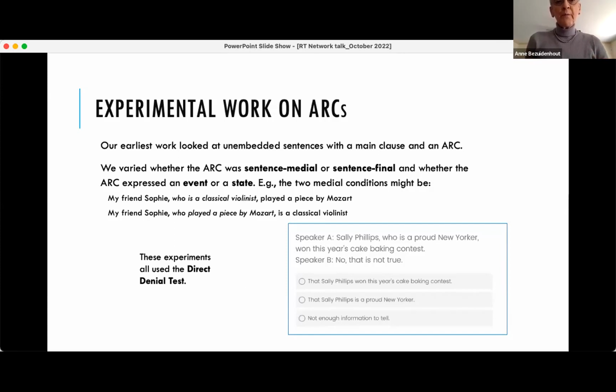This is a version of what's been called the direct denial test. The intuition from people like Potts and Murray would be that ARCs are not good targets for denials, that when people think about what's being denied by speaker B, they will think it's the main clause that's being denied.